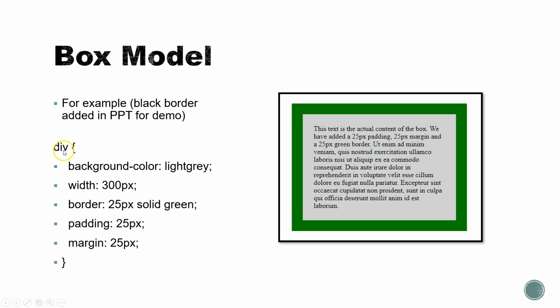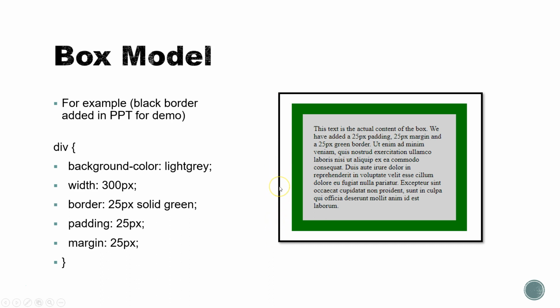So this is what would have been written within probably a style sheet, either at the top of the web page or in an external sheet. You've set a background color, you've set the width, and then you've got your border, padding, and margin. So here is your content. You can't actually see the padding here. You can see the border, which has been set to green, and then you've got the margin.